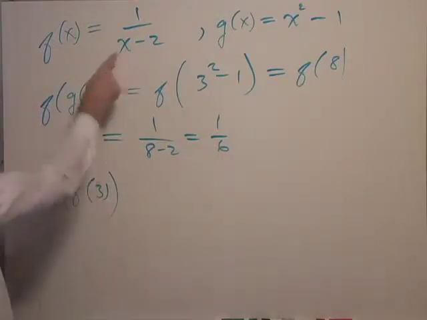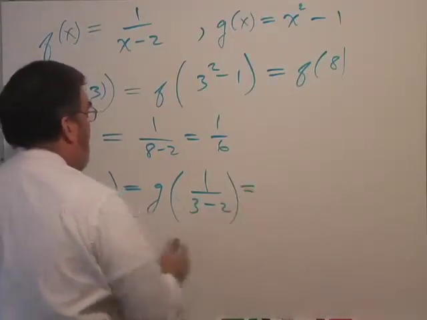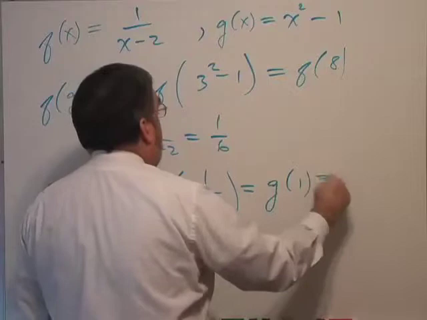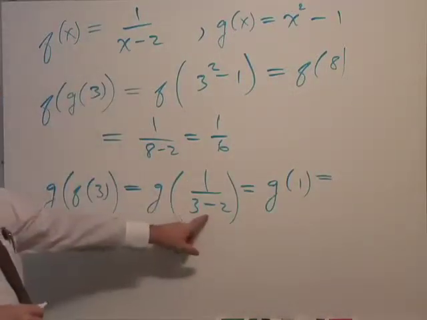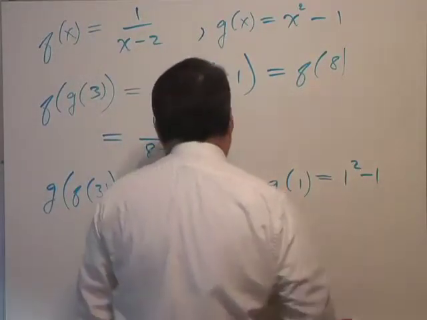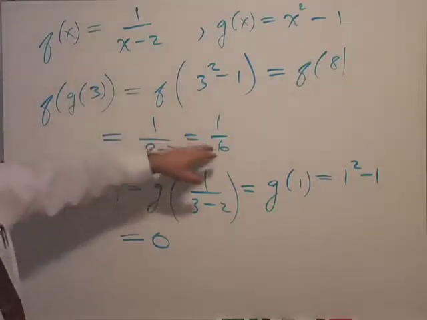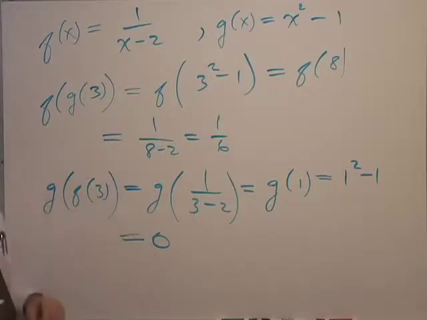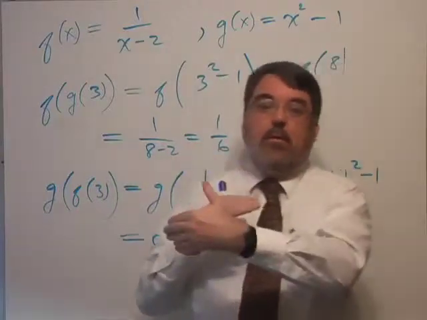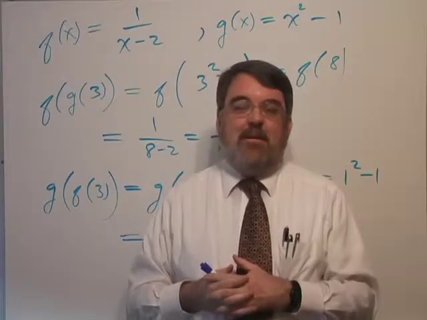f of 3, if I plug 3 into the f function, then I get 1 over 3 minus 2. Now this is 1 over 1, which is 1, so I get g of 1. And then I'll take that output of 1 and plug it into g, and I get 1 squared minus 1, which is 0. So here, f of g of 3 was 1/6. g of f of 3 is equal to 0. So we did get a different result when we switched the order of the composition. And that's actually pretty normal for that to happen. Most of the time it does.